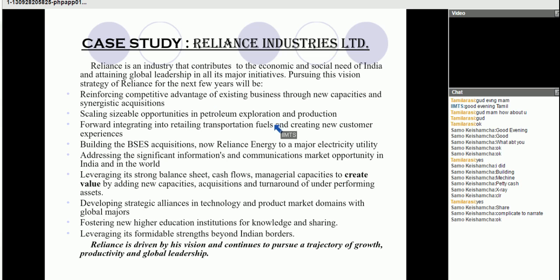So you can see here is a case study of Reliance Industries. Reliance is an industry that contributes to the economic and social need of India and attaining global leadership in all its major initiatives. Yes, in recent years, in a time span of just 5-7 years, this industry has grown to massive heights, and now it has a very important say in the economy of India. It cannot be overlooked. So this is the case study of it.